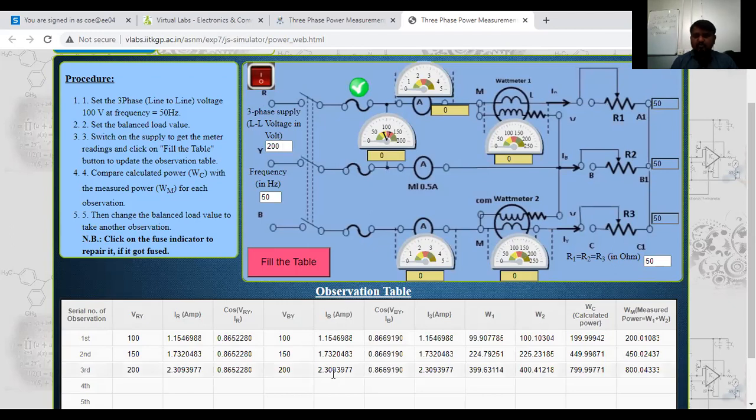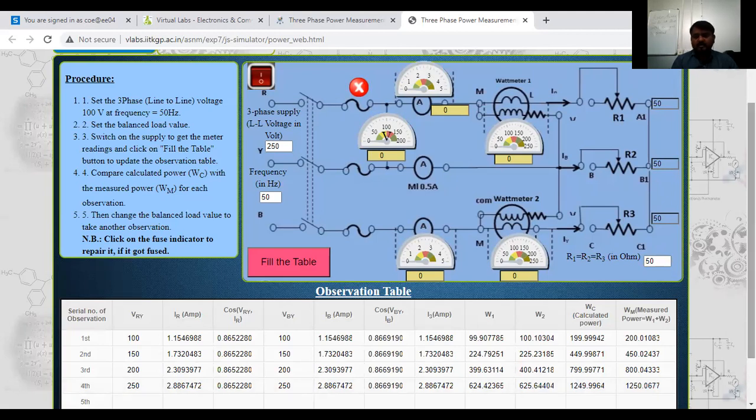See here, the current is 2.3. Next, you can give the voltage as 250. I will give 250 here. Anything you can give here. 250 and switch on the supply. No, I have entered it wrong. Okay, 250. Switch on the supply. Again, you fill the table here. For 250 volts, how much is it now? 2.8. Now we can calculate this one.